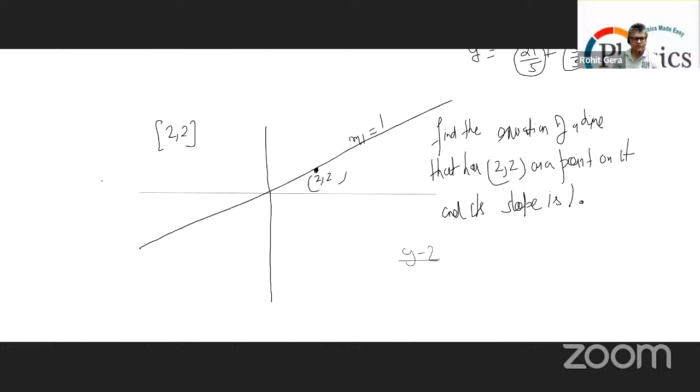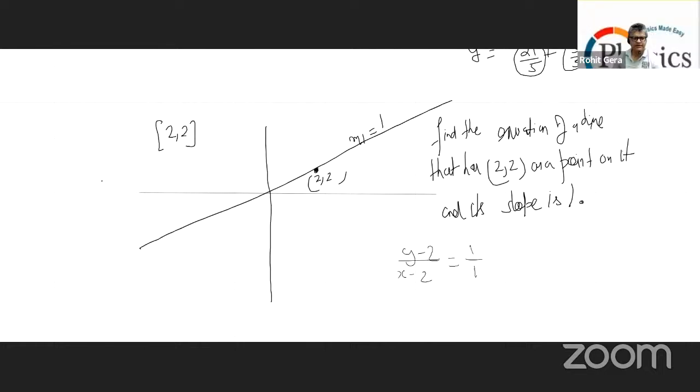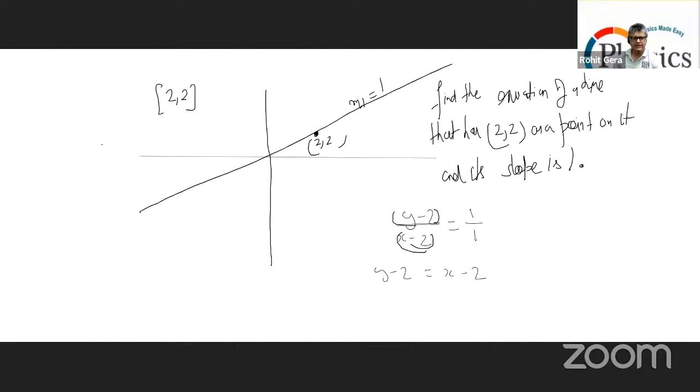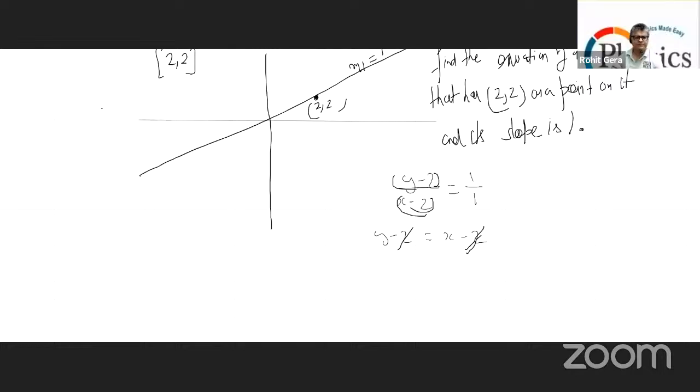So y minus 2 upon x minus 2 is equal to gradient 1 by 1. Khatam. Now you just cross multiplied: y minus 2 equals x minus 2. Cancel. So y is equal to x. Right, answer.